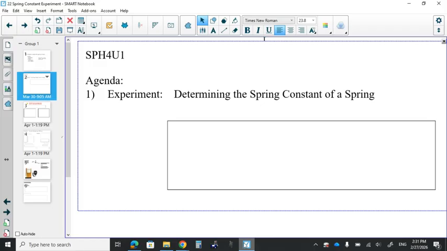All right, you know what time it is? Time for some experimental physics. So we're going to look at how we can determine the spring constant of a spring.